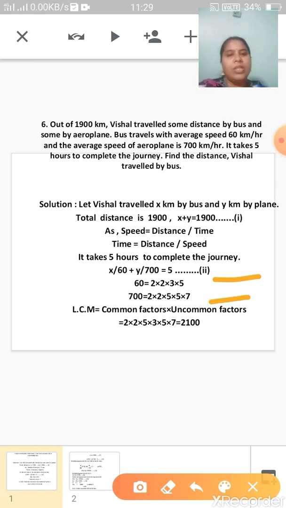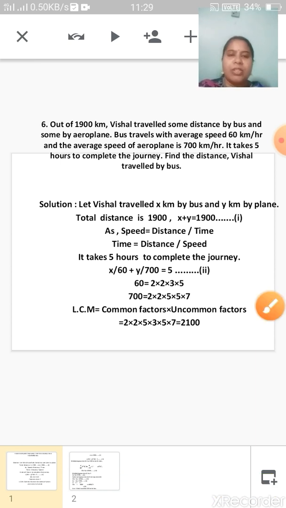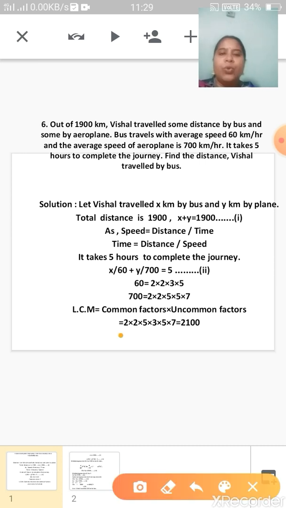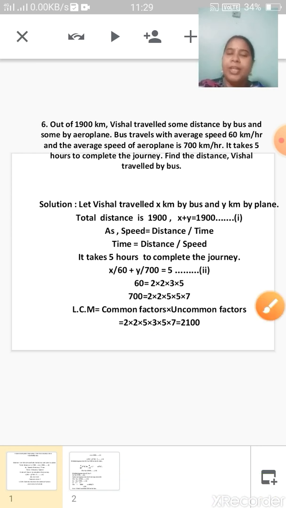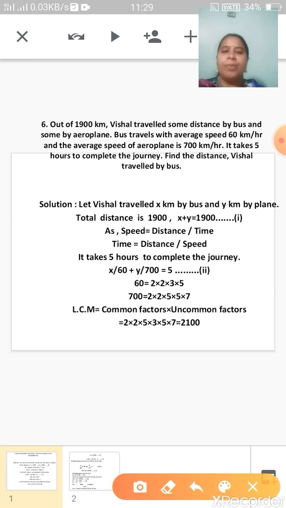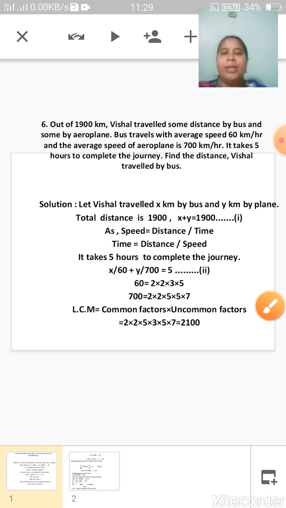So I hope you know what is LCM. LCM is common factors into uncommon factors. So when I look at both the numbers, the common factors are 2 into 2 into 5. They are common in both of them. What is uncommon is 5 into 7. So when I take the product of it, I get 2100. So this is the LCM. LCM means I need to multiply this equation by 2100 on both sides in order to get rid of the fraction. So to multiply, let's see.